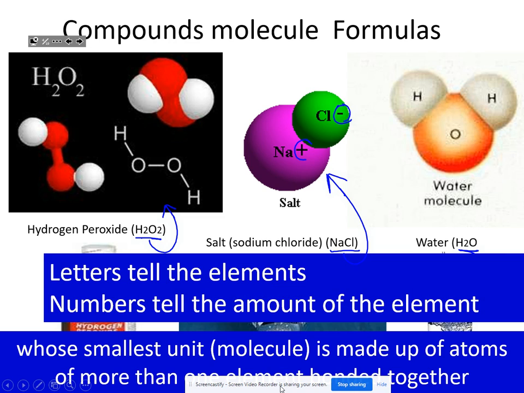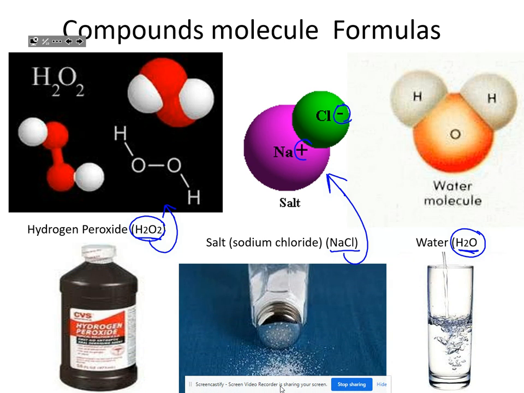All right? Letters tell the elements. The H is the hydrogen, the O is the oxygen. And the numbers, that subscript, tells the amount of that element. So, water, 2 hydrogen for every 1 oxygen. Sodium chloride, 1 chlorine for every 1 sodium. Hydrogen peroxide, 2 hydrogens for every 2 oxygens. Every molecule is like that for these.